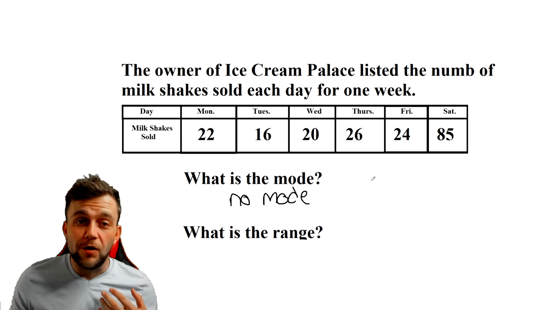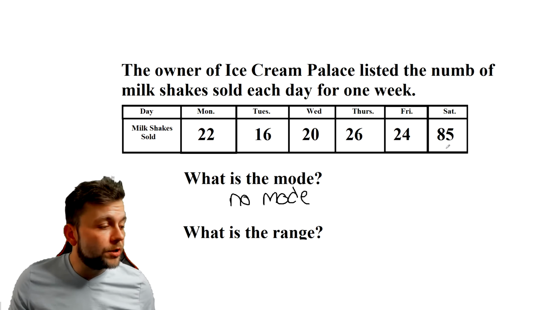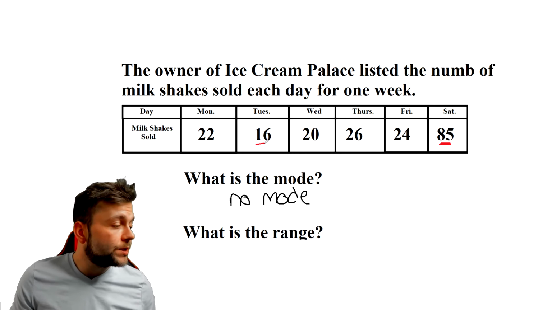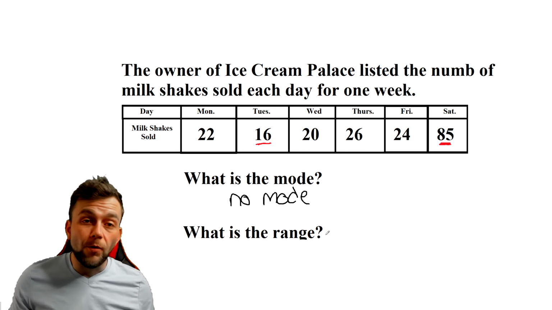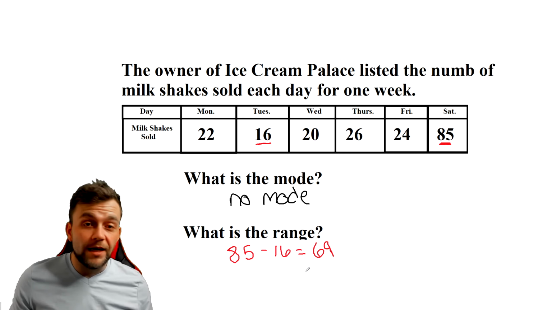Now, when we talk about our range of milkshakes sold in a week, we have our largest number, which is 85, and our lowest number, which is 16. So we're going to subtract. Take the greatest number, 85, minus 16, and we get 69. Oh, that's a meme. So 69 is our range.